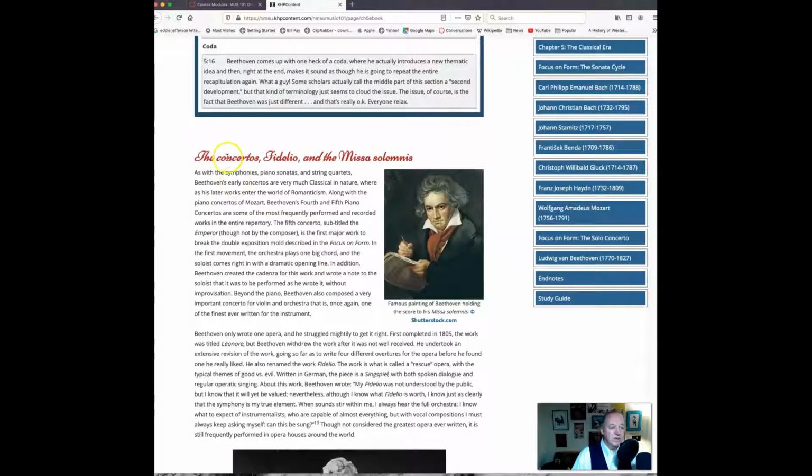We end up with a discussion about the piano concertos, his one opera, Fidelio, and the Missa Solemnis, the Solemn Mass. He did two Mass settings. The first one in C major is actually overlooked. It doesn't get performed nearly enough. But then the Solemn Mass is a massive, massive Mass. It's a really big, dramatic piece.